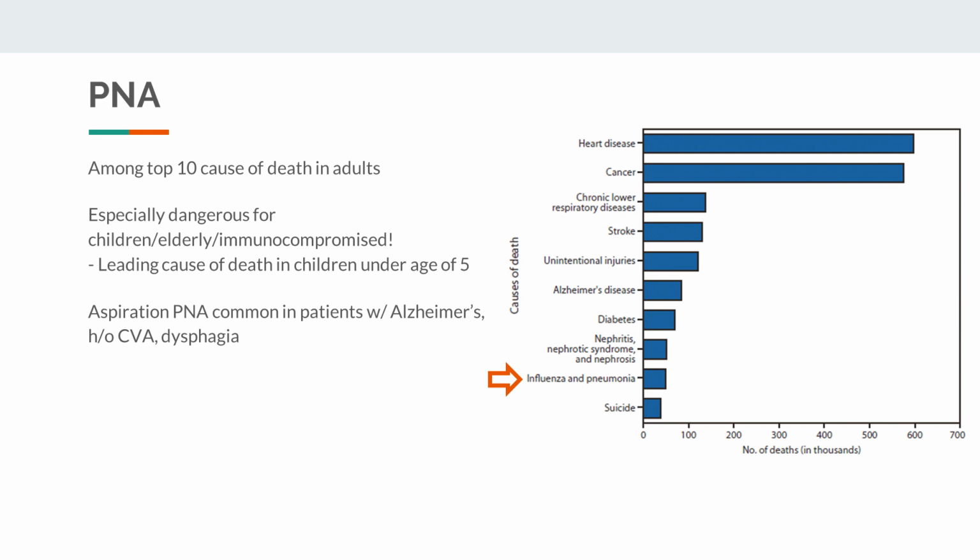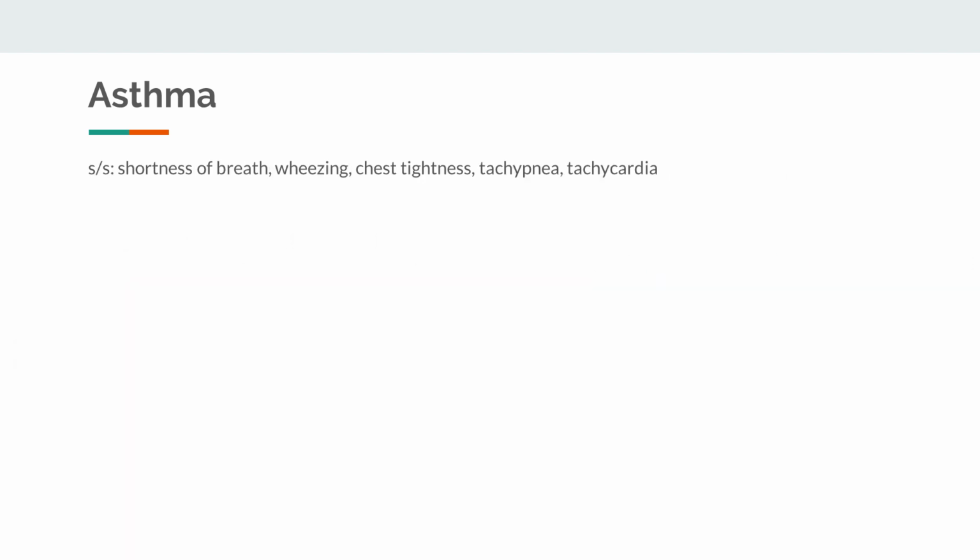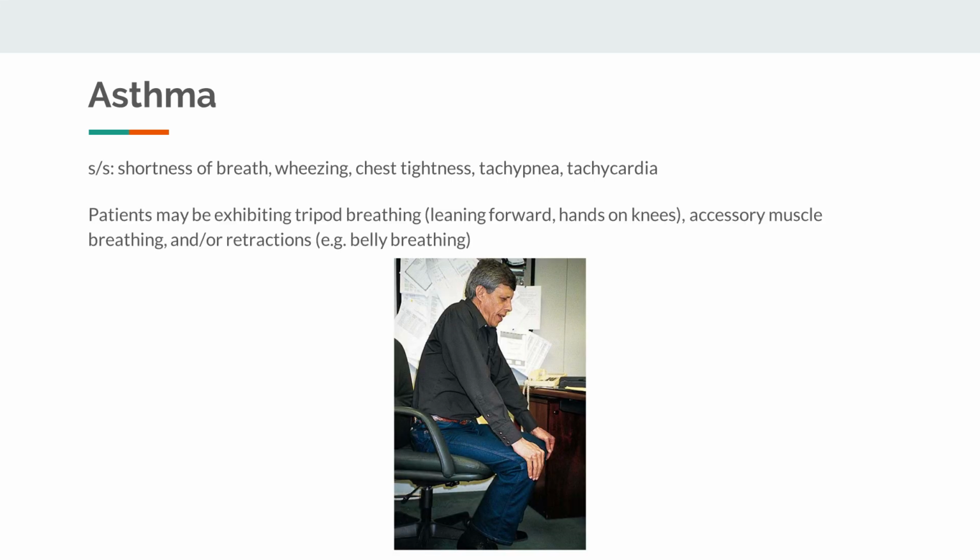That wraps up pneumonia. Let's talk about asthma. Asthma is when the airway, mostly the bronchi and the bronchioles, become inflamed and the smooth muscles contract, restricting airflow. This causes the patient to be short of breath and with wheezing and chest tightness. Patients will often also be tachypnic and tachycardic as they work harder to breathe and may also exhibit tripod breathing or accessory muscle breathing, which is called retractions.